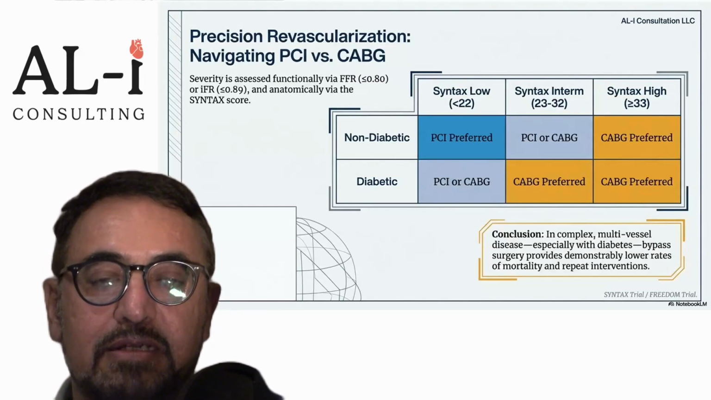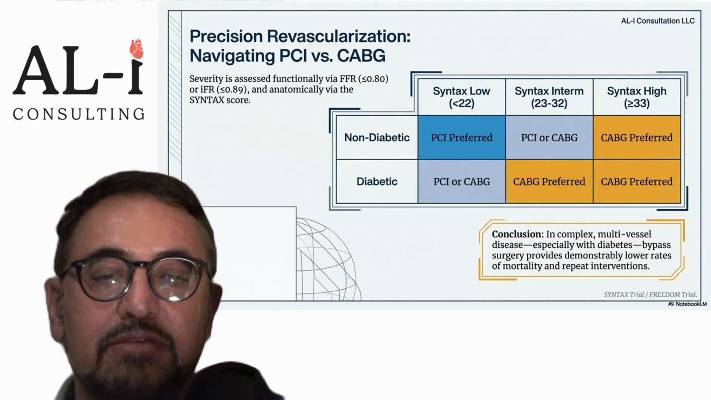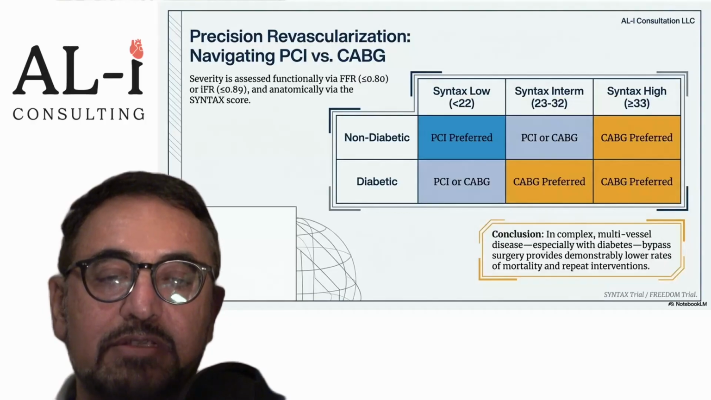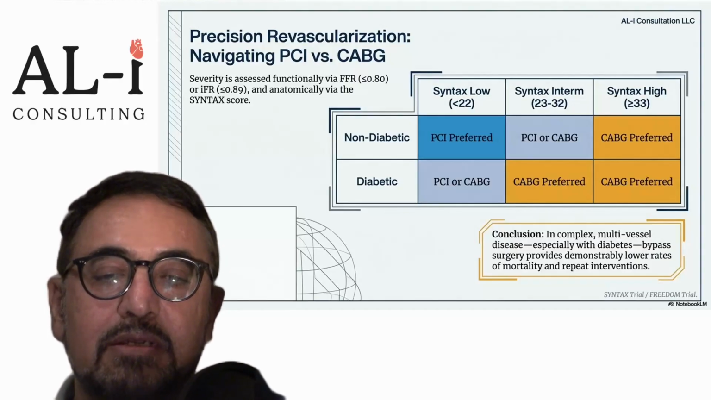Landmark trials such as COURAGE and ISCHEMIA changed the way we think about stable coronary disease. These studies have shown that in patients with stable coronary disease, starting with an invasive strategy such as PCI does not reduce major cardiovascular events better than starting with optimized medical therapy. That is a critical teaching point. For stable chronic coronary disease, stenting is not automatically superior to excellent medical care.